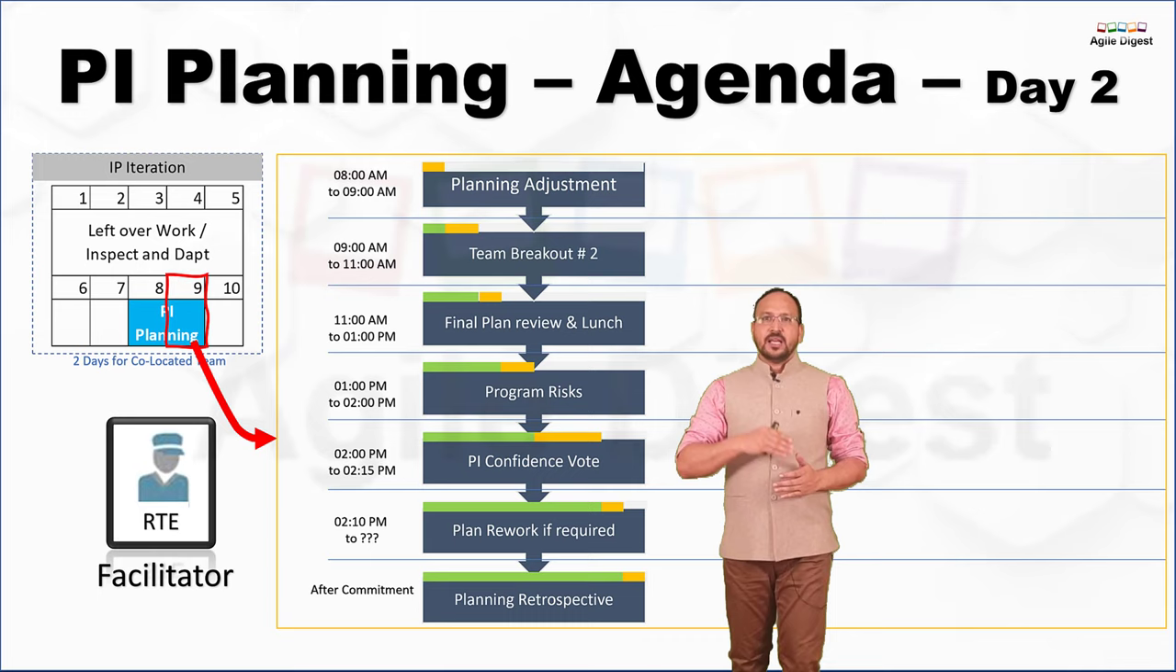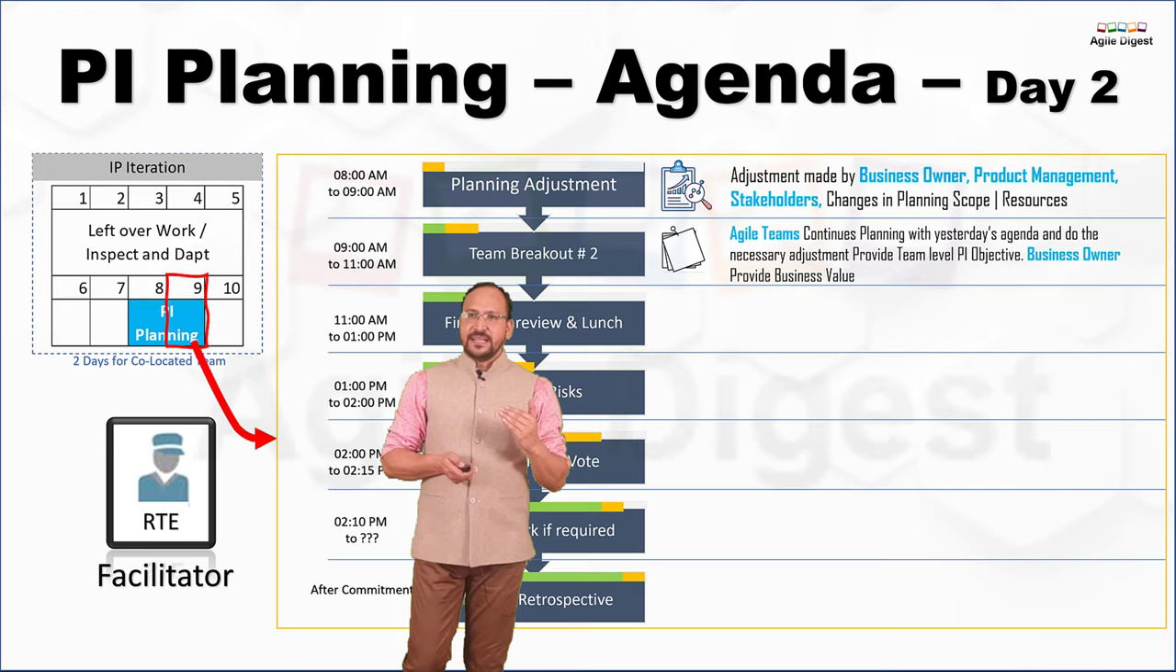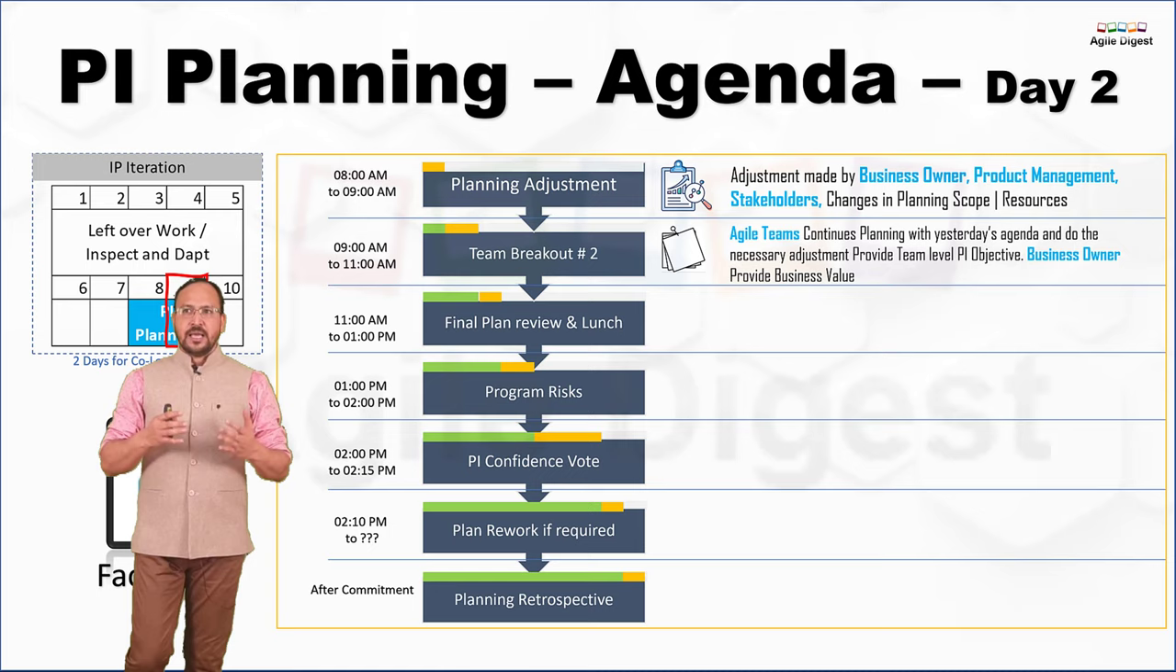So let's try to understand the first step, 8 to 9 a.m., planning adjustment, what exactly we are doing. The adjustment made by business owner, product management, stakeholder, changes in planning scope. Then the breakout 2, the agile teams continue planning with yesterday's agenda and do the necessary adjustments to the team level PI objectives. And the business owner provides the business value. This is what we'll be having as a second step.